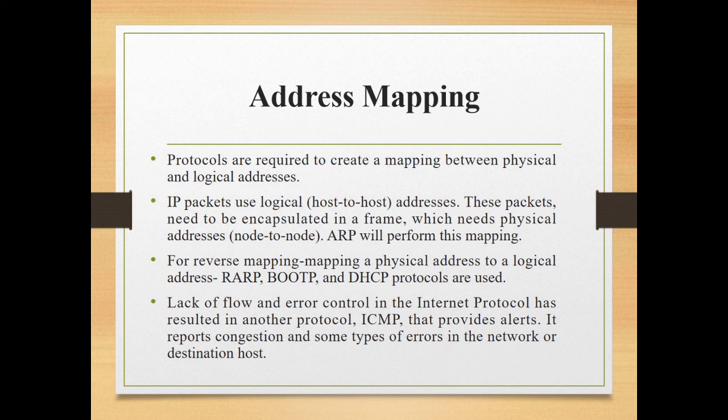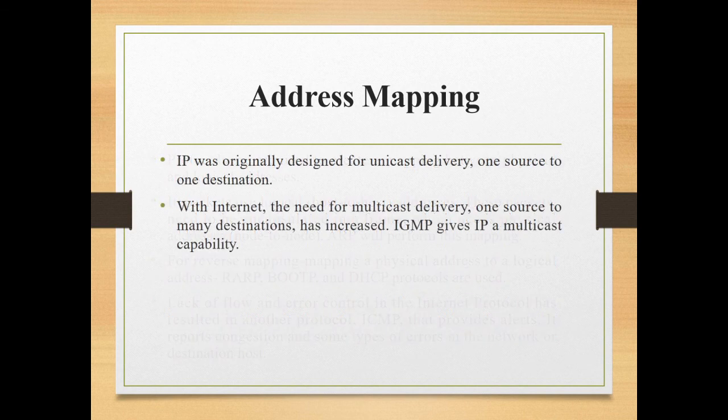Lack of flow control and error control in Internet Protocol has resulted in another protocol, that is ICMP, that provides alerts. It reports congestion and some types of errors in the network or destination host. IP was originally designed for unicast delivery, that is, one source to one destination. With Internet, the need for multicast delivery, one source to many destinations, has increased. IGMP gives IP a multicast capability.